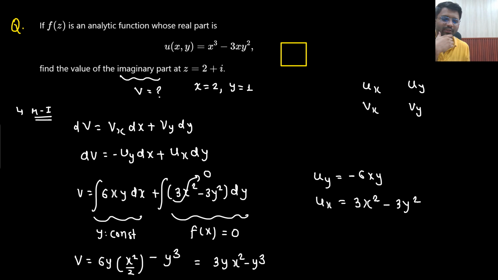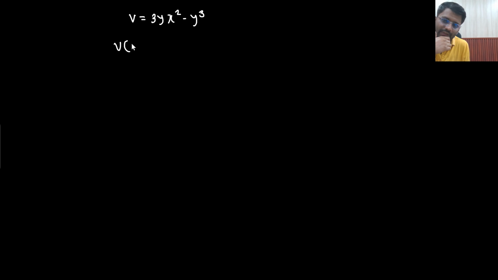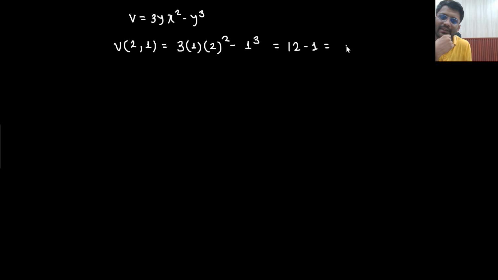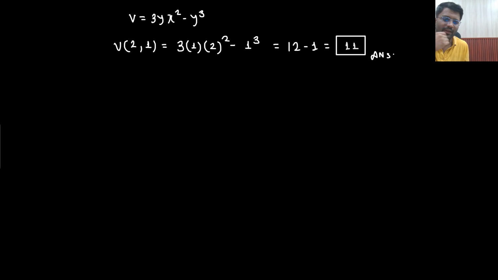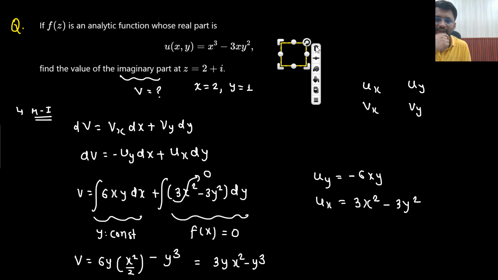Now what do we need to do? Our v is coming out to be 3yx square minus y cube. Now in place of x we need to put 2, and in place of y we need to put 1. So 12 minus 1, answer is 11. This is the answer. What is the answer? The answer is 11.